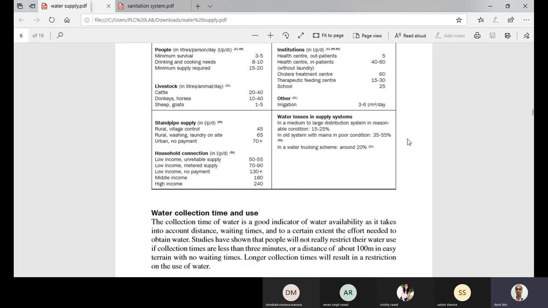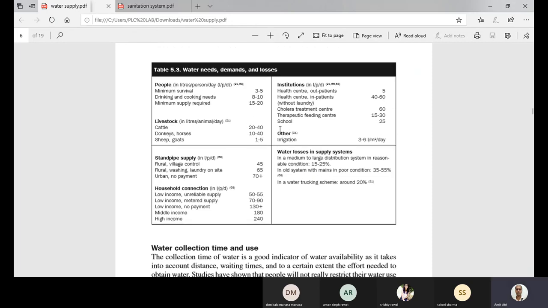Okay, then another factor, the livestock population, mainly depending on the rural areas, shelter homes for animals. Then other animal husbandry, dairies, farming, everywhere. So approximately how much water should be made available to these livestock animals: cattle 20 to 40 liters per animal per day, donkeys and horses 10 to 40, sheep and goats 1 to 5.